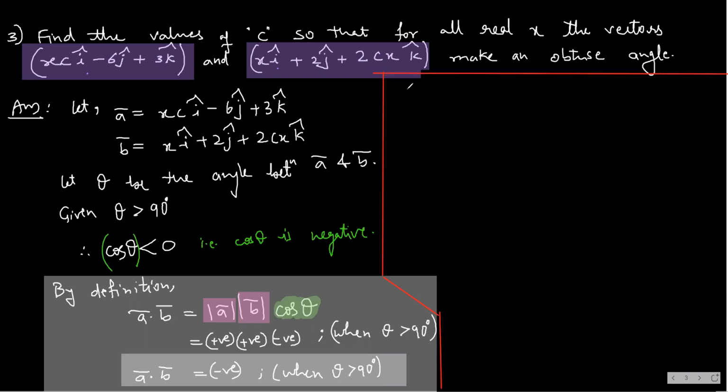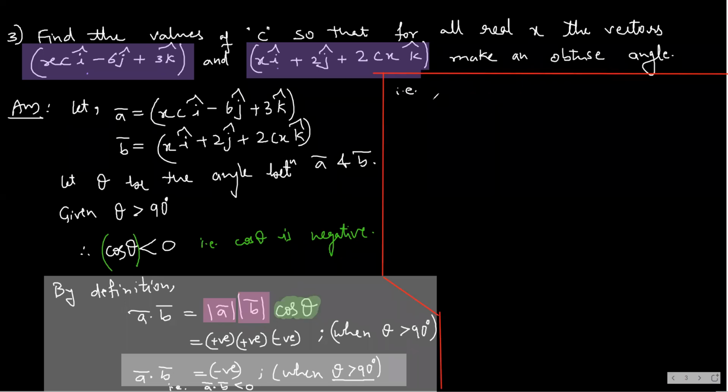So what do I write? I know when theta is greater than 90 degrees, a bar dot b bar is negative. So a bar dot b bar, this is a bar, this is b bar, a bar dot b bar is negative. That is, a bar dot b bar is less than 0. Right? So I write here, a bar dot b bar is less than 0.